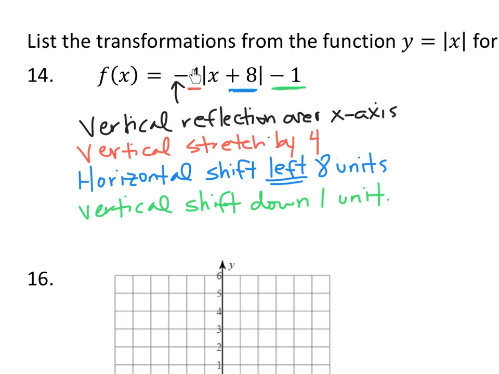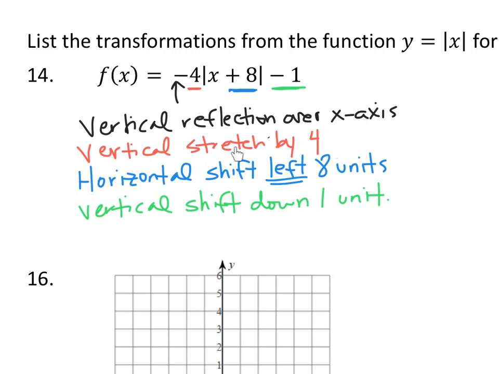All of these transformations are vertical. This transformation is horizontal. So only the transformations inside the house are horizontal. All right, back to our stretch. We have a stretch of 4.